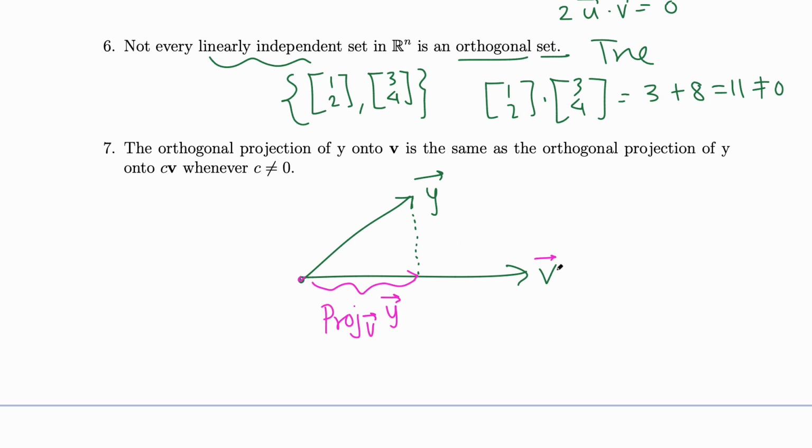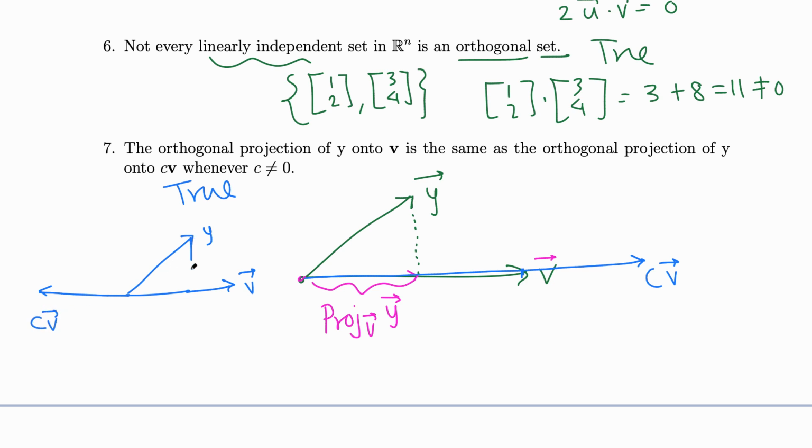So if we multiply v by a constant c, if c is bigger than 1, it's going to be longer. So maybe this is CV, but the projection is the same. It could be shorter, or even sometimes on the other side, and still the projection is the same. This is true, by the way. Here is y and here is v. When we multiply v by a negative number, CV is here, but the projection is always this vector. So this is true.